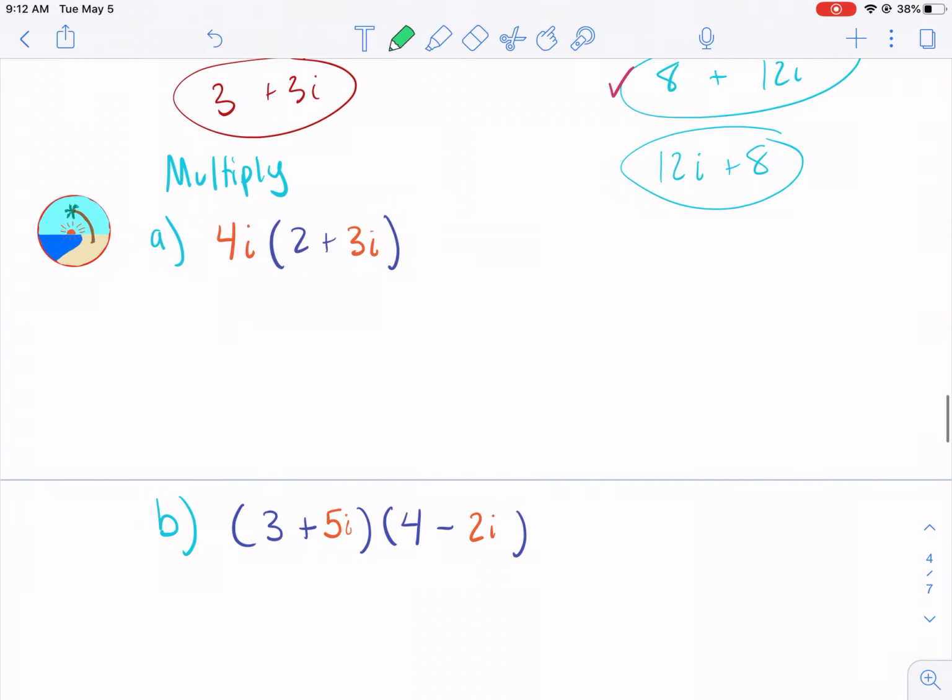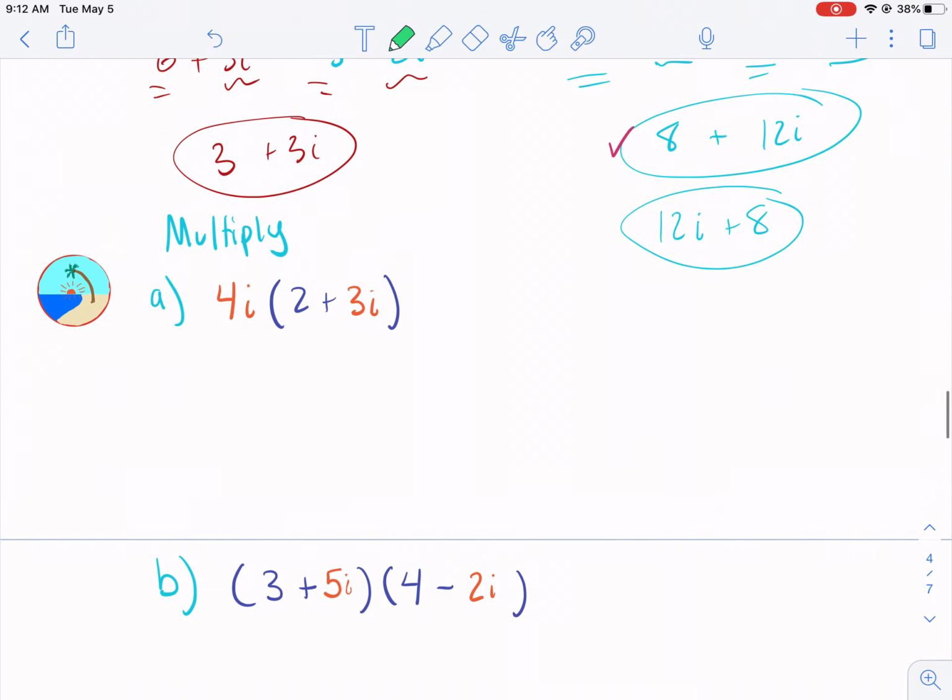Okay, so now we have multiplication. We're going to multiply these complex numbers. Here we have 4i out in front, so we're going to distribute the 4i. We get 8i, just like we would if it was 4x times 2. We get 8x. 4i times 2, 8i.